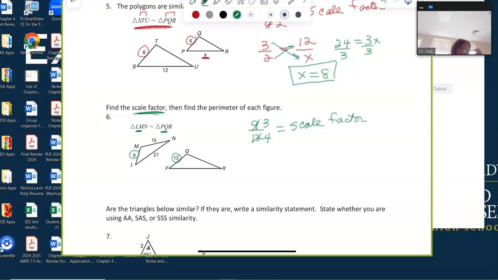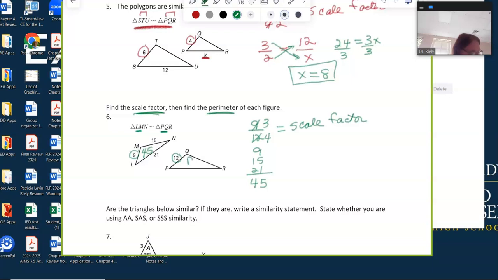Okay, now next thing. Then find the perimeter of each figure. I'm going to find the perimeter on the left. They all have numbers on each of the sides. So I'm going to add up 9 and 15 and 21. And when I add that up, I get 45. So 45 is my perimeter.